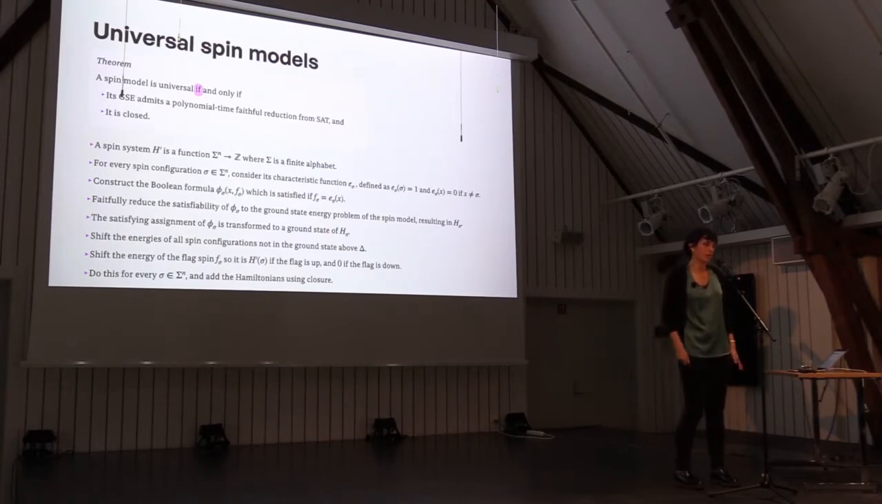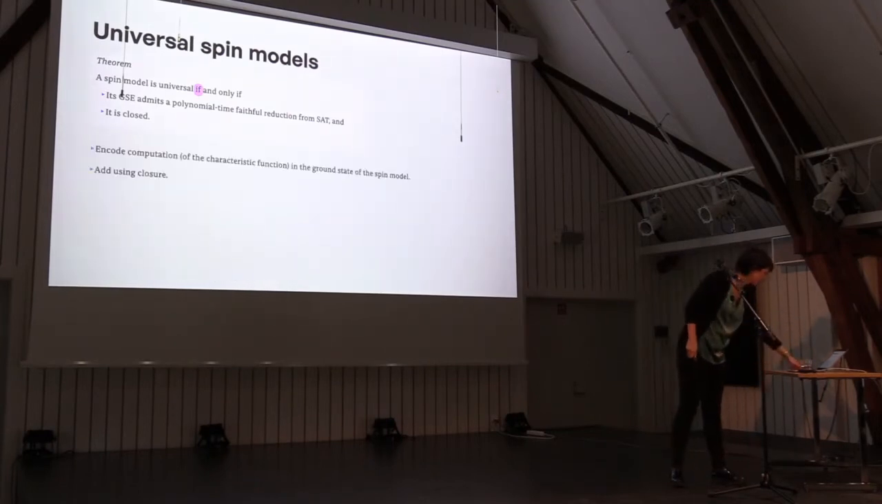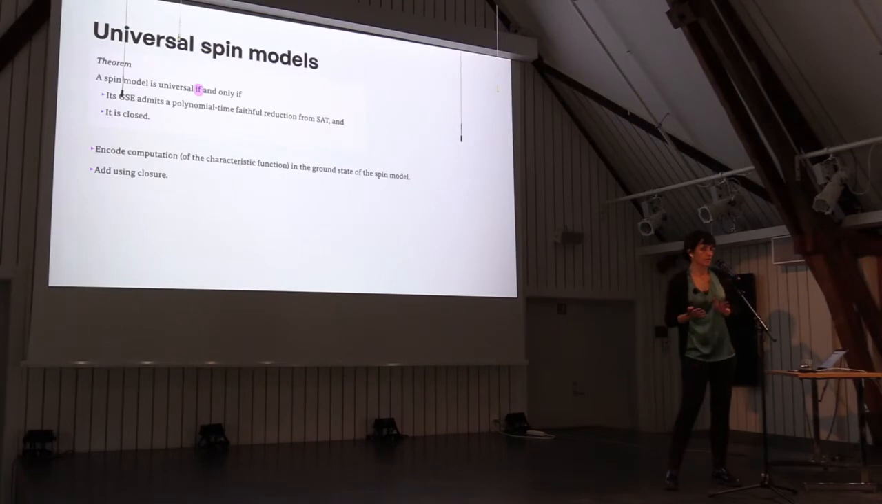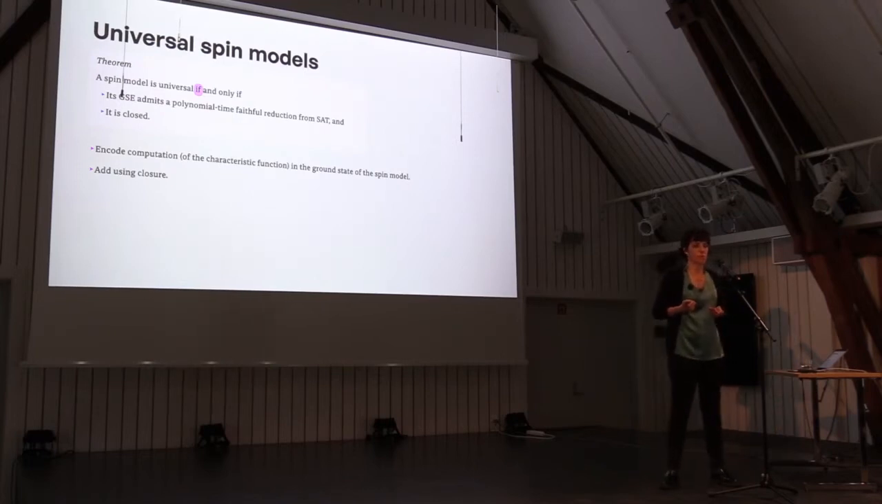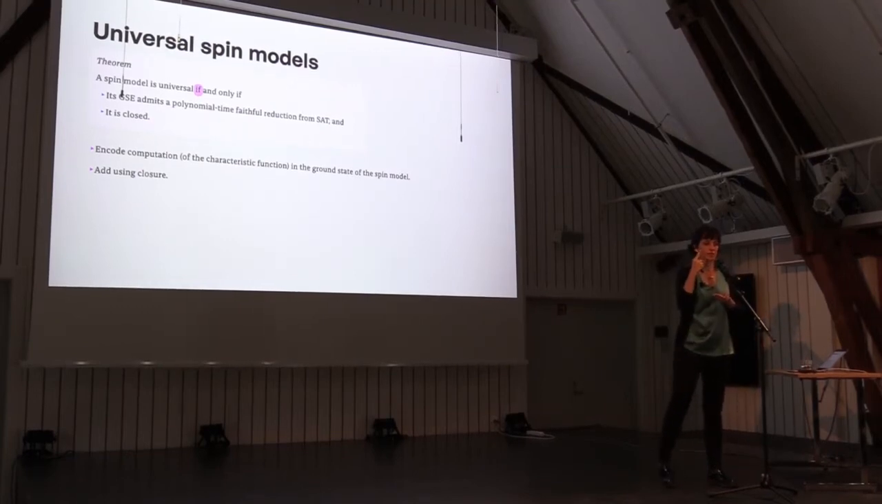using closure. Okay, I'm sorry if this was a little bit too detailed, but the summary is that you are doing two things. On the one hand, you're encoding the computation of the characteristic function in the ground state of the spin model. This you can do because of NP completeness of the ground state energy problem. But for this form of universality, that is not enough, because that would only allow you to reproduce the behavior of the target spin system for one spin configuration. You need to mimic the entire spectrum. And that you can do with closure.